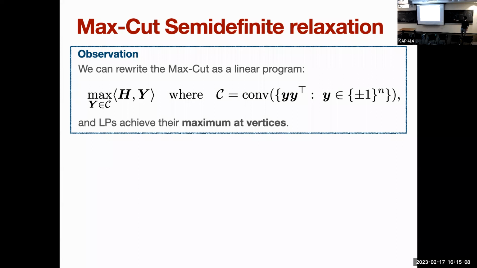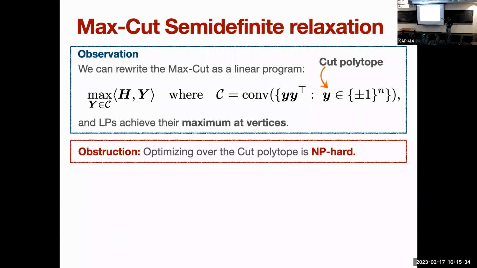And since every LP achieves its maximum at the vertices, this could actually give you a solution to the original problem you want, because you would find one of these as a vertex. Cool, so it's a linear program, but not all convex problems are easy. This is one of those examples. In fact, this one has a name. Whenever you have a name, that means you're probably important. So you can actually prove that optimizing over this set, the cut polytope, is NP hard.